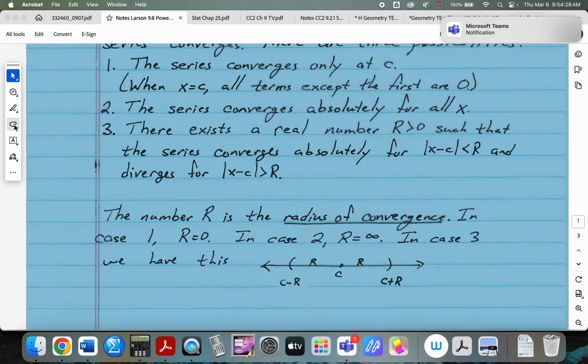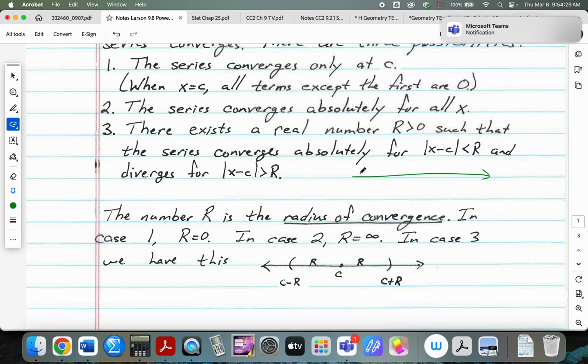Let's say that you had something and you knew that your series was centered at, say, 3, and they told you that at 4 your series converges. And they'll ask you all these other questions. Well, if it converges at 4, and let's say that it also converges at 5. So if this is 5, it converges at both of these, right? Converges at 5, converges at 4.